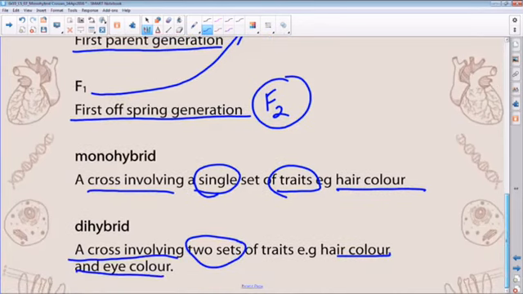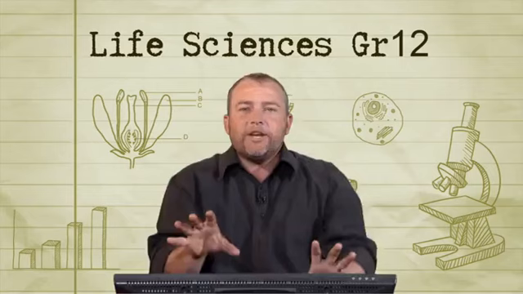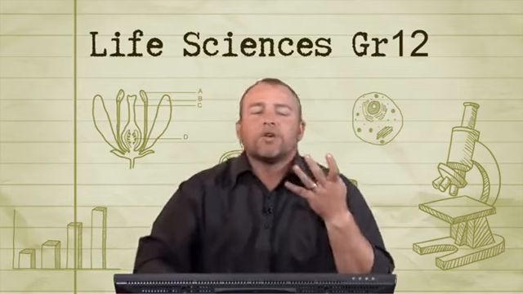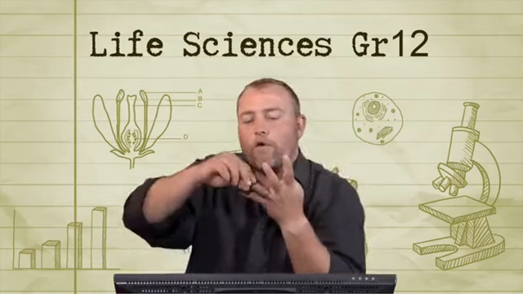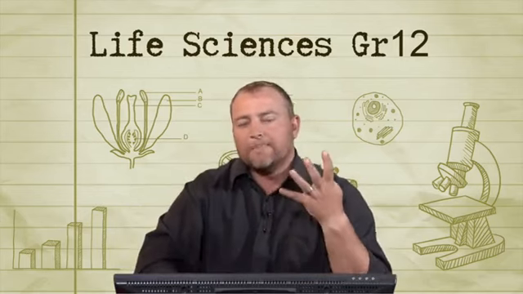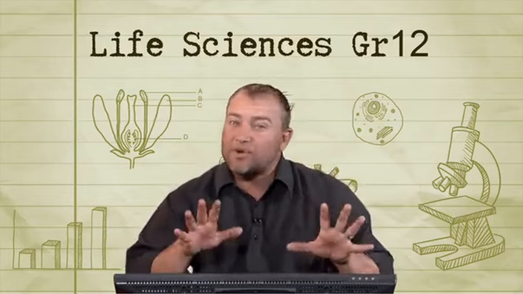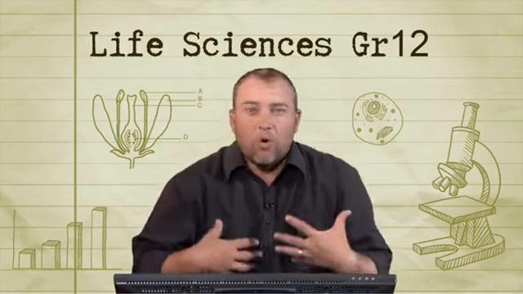Now, you've got to understand, when we do this one set of traits, we're going to come up with four different variants. But the minute you put more than that, let's say two traits, you're going to come up with 16. And if you put more than that, you're going to come up with a lot more every time. So make sure that you know the difference. Okay, so let's have a look.